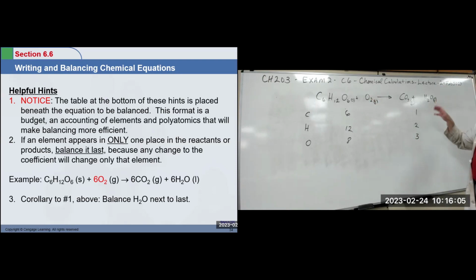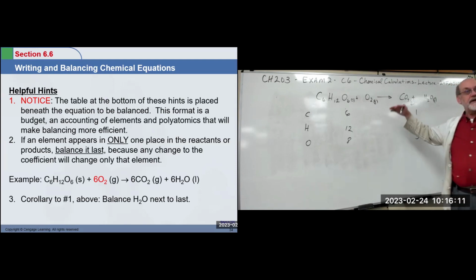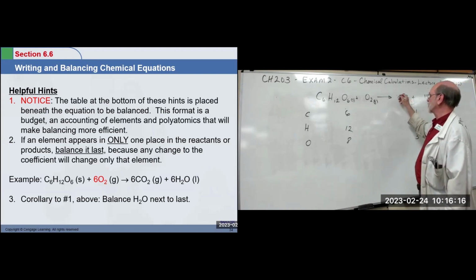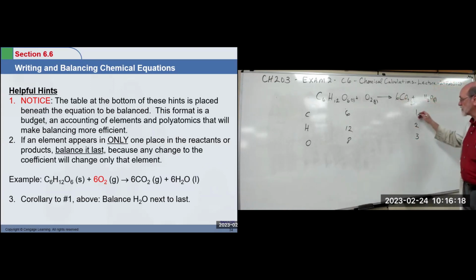And we save water till next to last. All right. So if you can't decide, just start at the top. 6 carbons there. I want 6 carbons here. Okay. So that changes this to 6, and that changes this to 12 plus 1 is 13 oxygens.